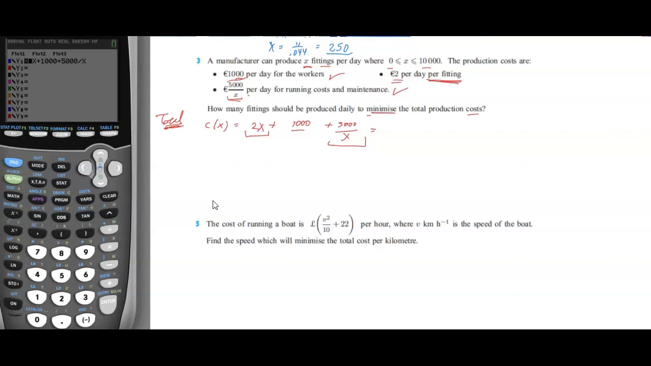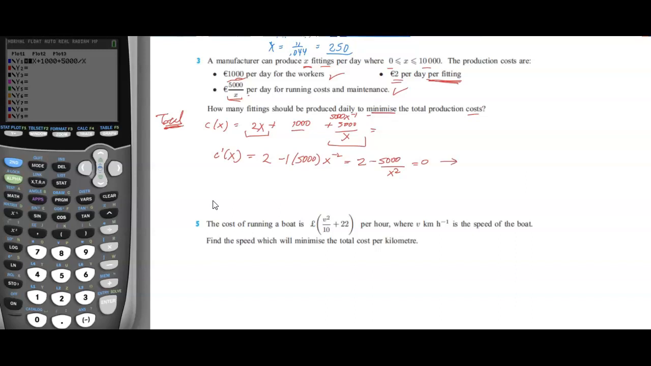Well, we're going to go through the couple steps that we use calculus to do so. What we would do is we would first take the derivative of the cost function, and we would get 2x, the derivative is 2, 1,000, the derivative is 0, and 5,000 x to the negative 1. If we rewrote this, it would be 5,000 x to the negative 1, right? The derivative of that would be negative 1 times 5,000 x to the negative 2, right? So the derivative would be 2 minus 5,000 divided by x squared, and then we would set that equal to 0 because we want to know when the derivative is 0 to find where the minimum point is.